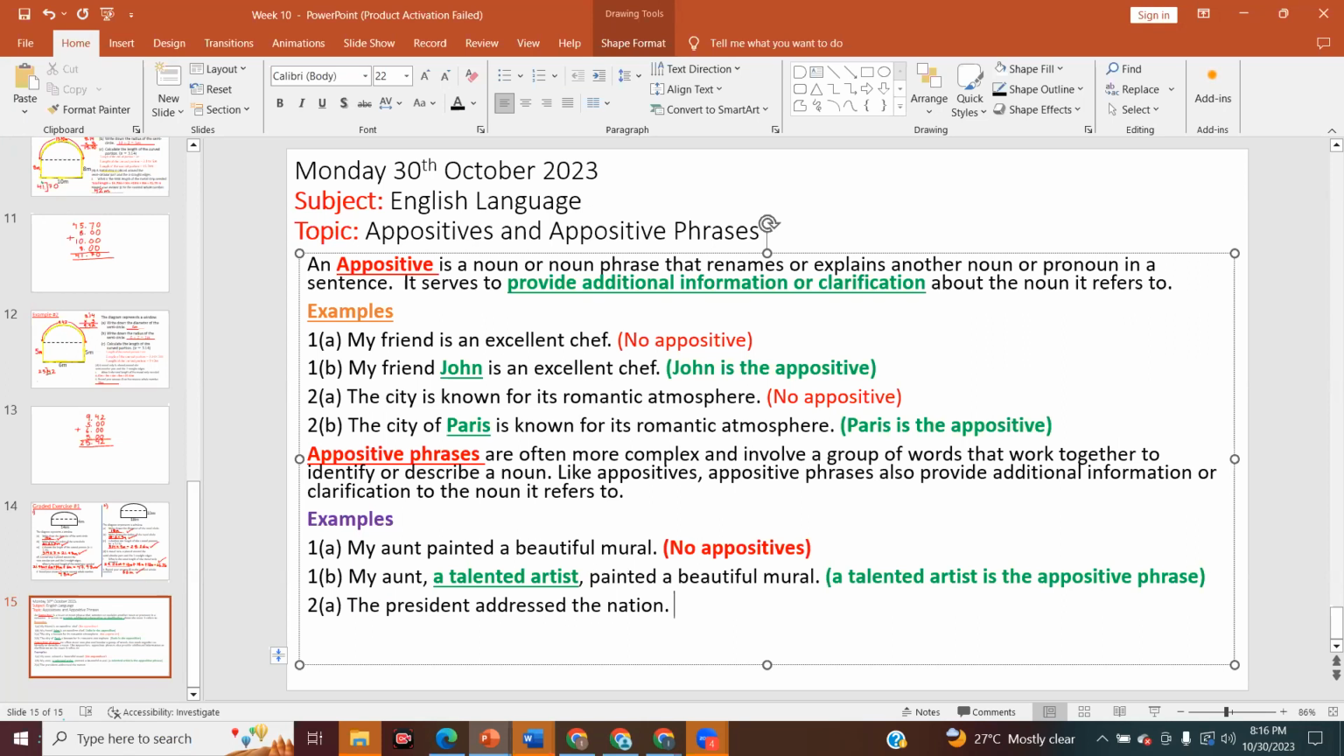Why do you say it doesn't have a positive phrase? Because it does not describe the president. It isn't describing the president. It has nothing to do with the nation, but with the president. So this has no positive phrases. It's actually supposed to be no positive phrases, and this first one is also supposed to have no positive phrases.